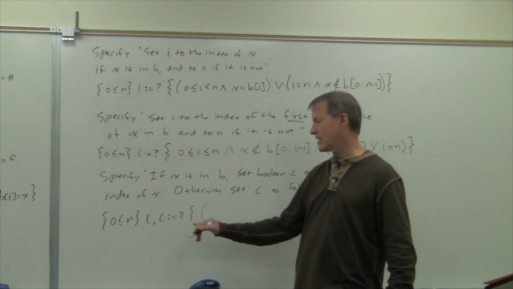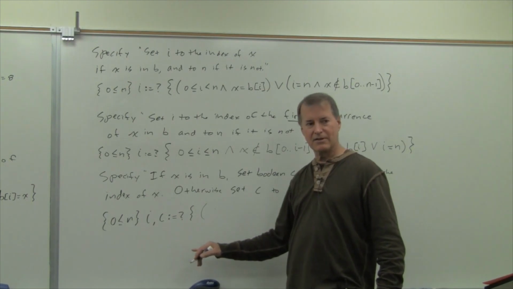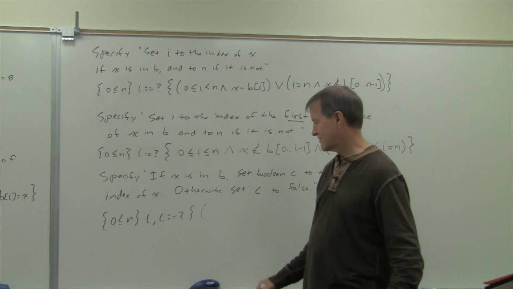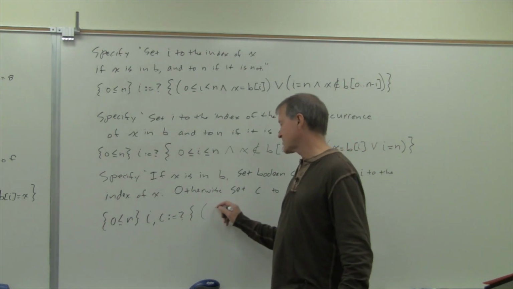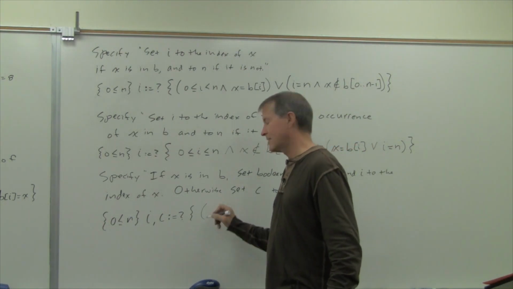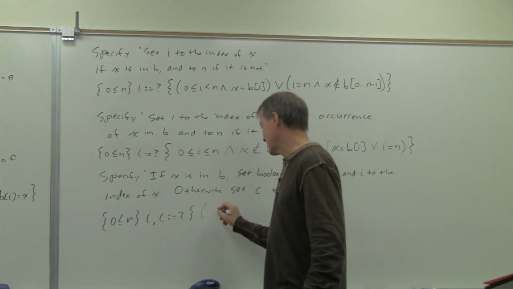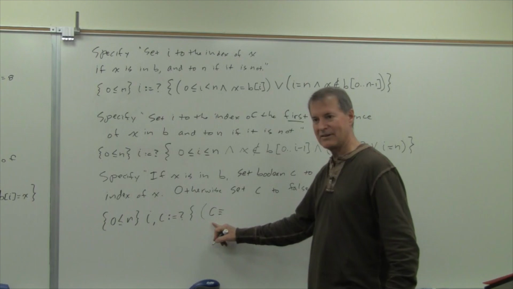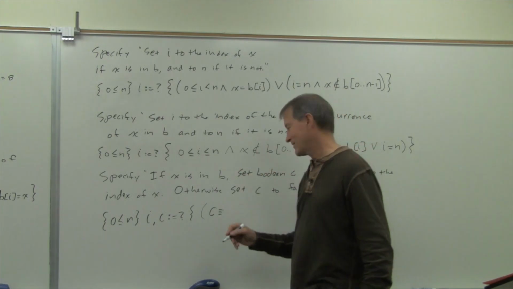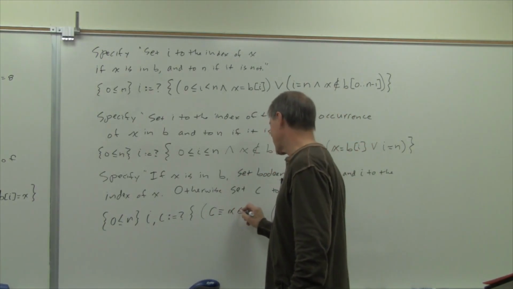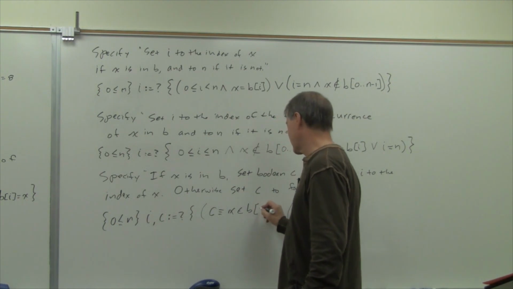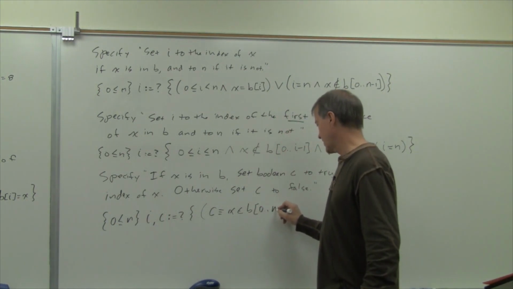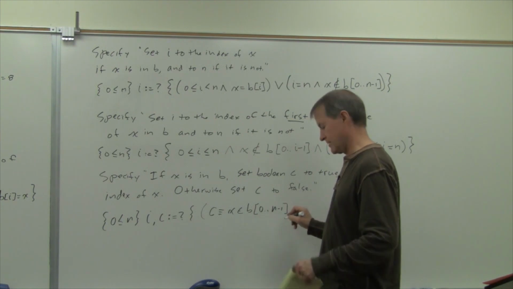C is a Boolean value, right? So we did combine. What I'm saying is you can combine these into one equivalence. C is equivalent to a Boolean: X is an element of B. There you have it. X is an element of B, where B is 0..n-1, right?